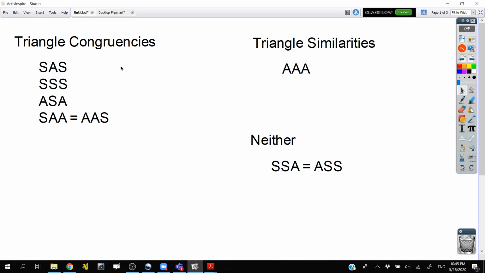So here's what we have so far. Triangle congruencies, if I list them all out, we have this. This last one we found is not a congruency.